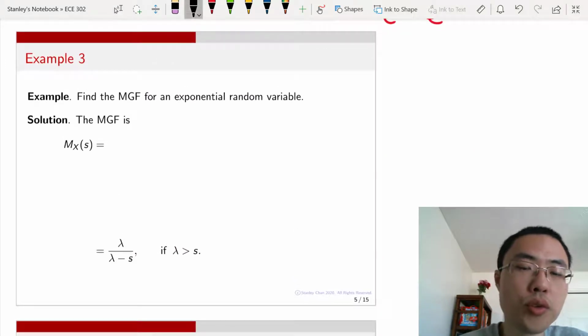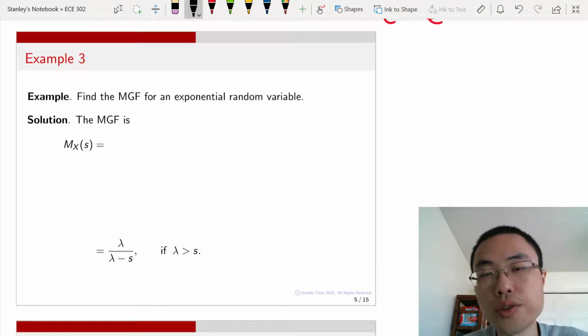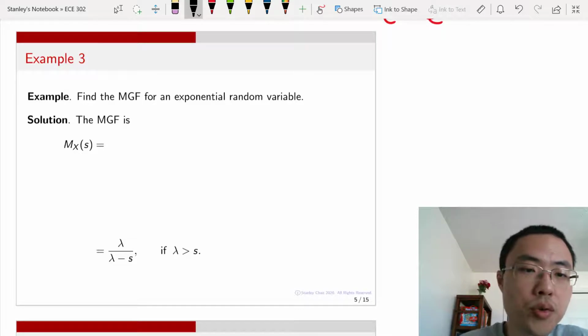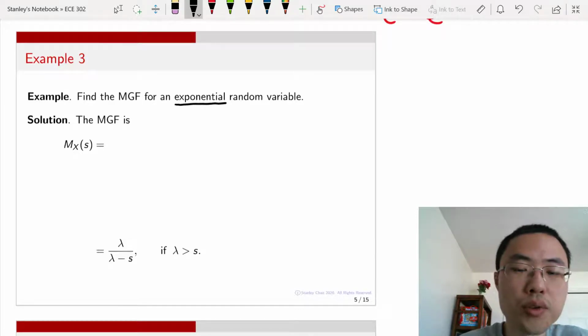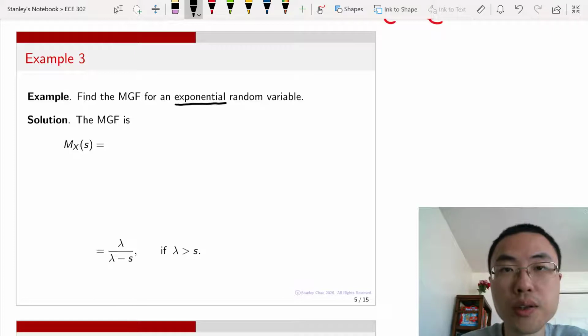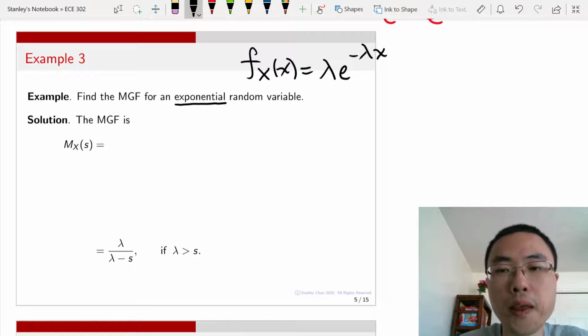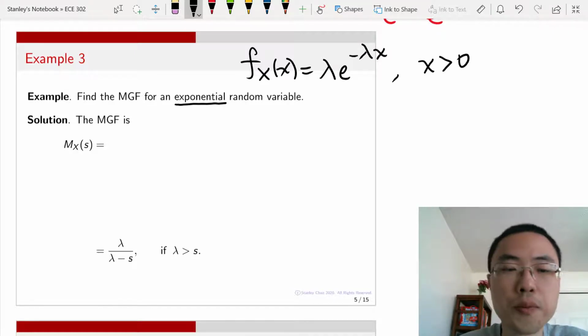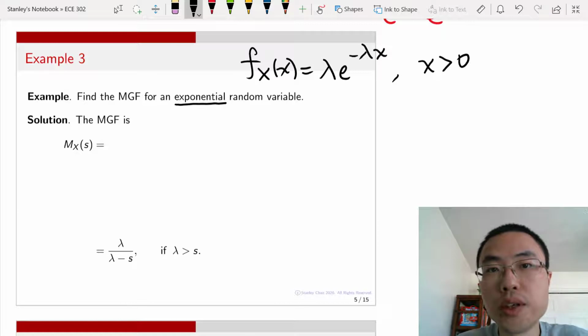Now let's work on one more. This time it will be the continuous random variable. So let's consider an exponential random variable, and by exponential random variable I mean that the PDF is given by lambda e to the minus lambda x, and here I assume that x is bigger than 0. So what is the moment generating function?